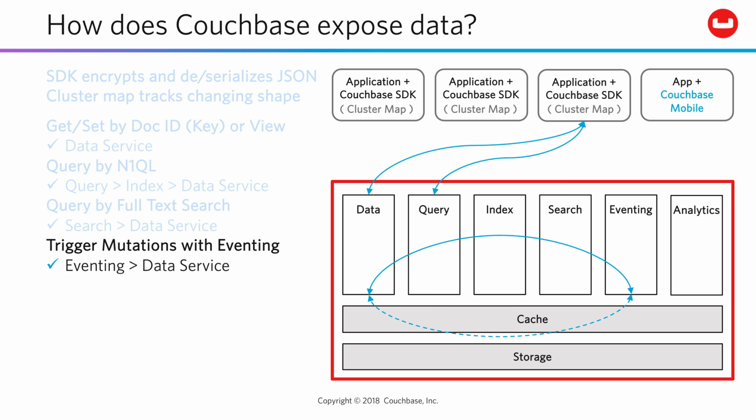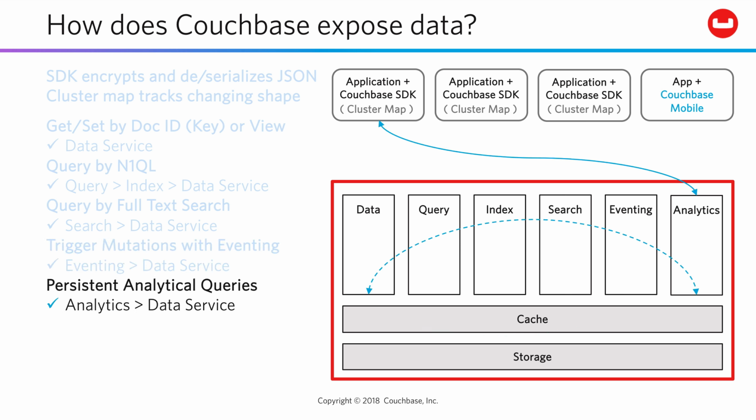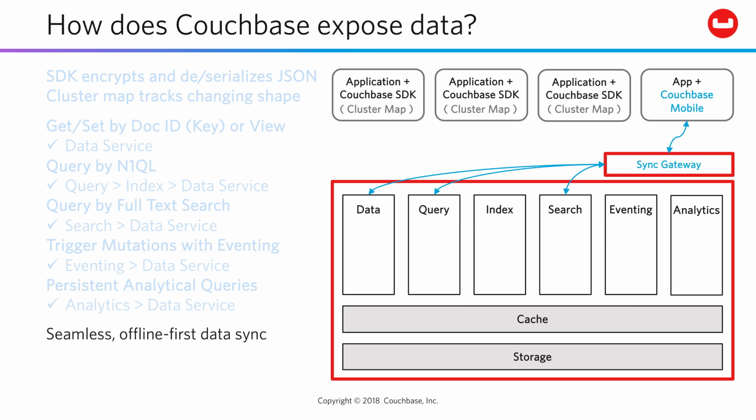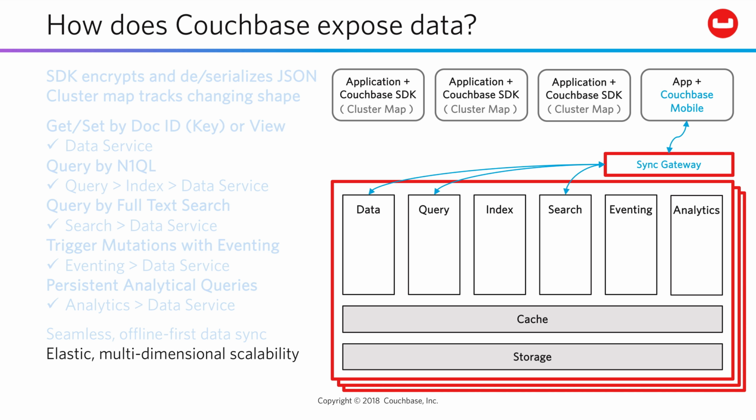Eventing works a bit differently in that it relies on our database change protocol to trigger further mutations in response to changes initiated by a SDK. Analytical queries are also initiated by SDK and, like the rest, rely on the data service. These methods are accessible not only directly, but also via the offline-first architectures made possible by Couchbase Mobile. And it's worth remembering that although this illustration depicts all these services on one node, in reality your full cluster would be involved, with various services scaled on appropriate hardware, again all tracked by the SDK cluster map.